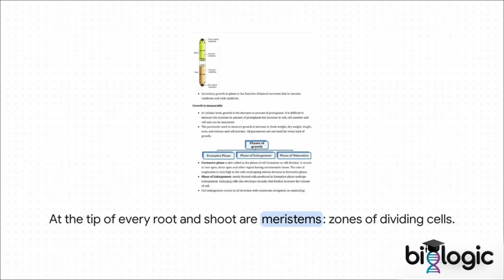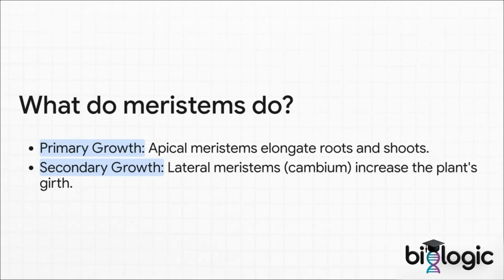These special zones are called meristems, and they're kind of like cellular fountains of youth. They are just packed with cells that are always dividing, churning out all the new cells a plant will ever need. And these meristems, they drive two main kinds of growth. You've got your apical meristems right at the tips, and they're in charge of what we call primary growth, basically making the plant taller and its roots longer. Then you've got lateral meristems, which handle secondary growth. That's what makes a tree get thicker and wider.